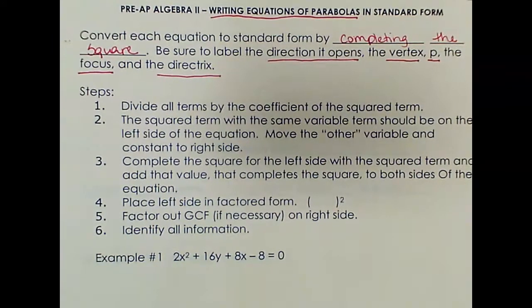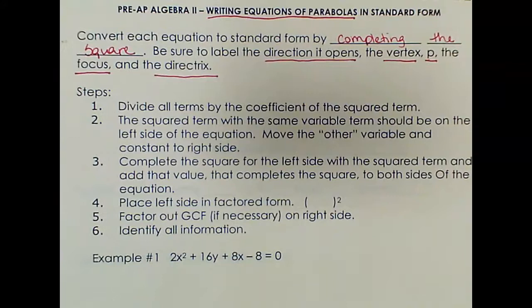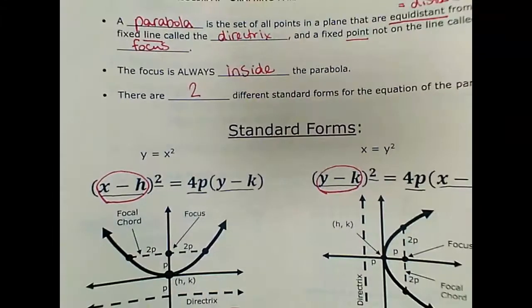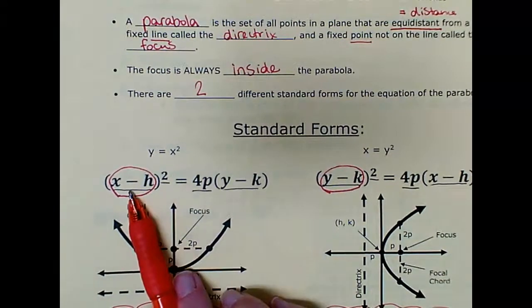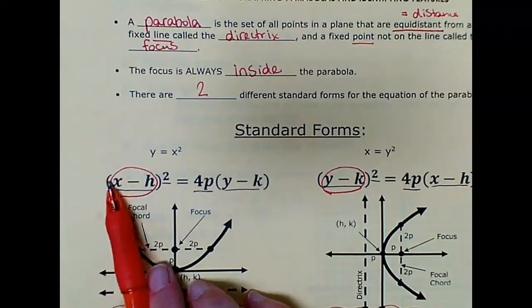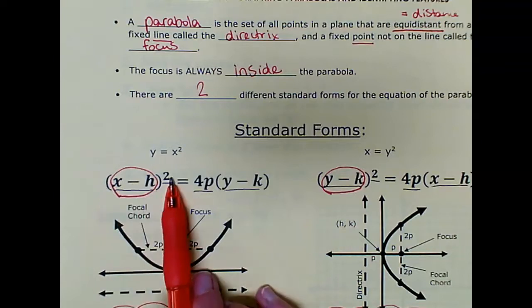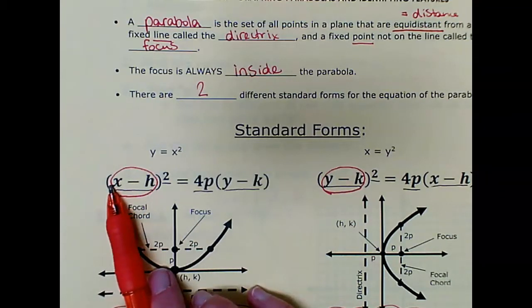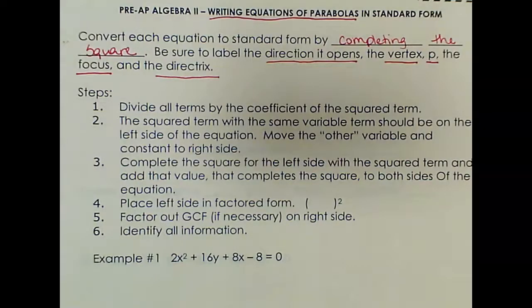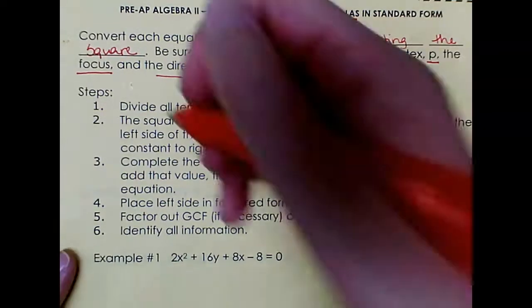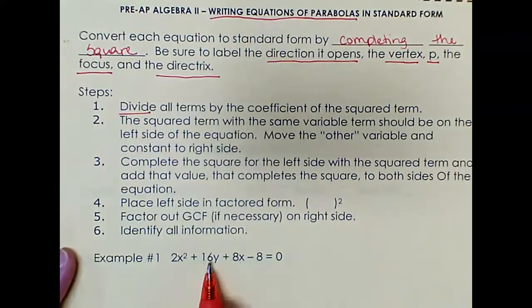So the first thing that we want to do is divide all the terms by the coefficient of the squared term. Because in standard form, the squared term has no numbers out in front. It's just x minus a number, and that quantity is squared. There's no coefficient. So I need to make sure I get rid of the coefficient of the squared term by dividing by it. So I'm going to divide all of my terms by the coefficient of the squared term.